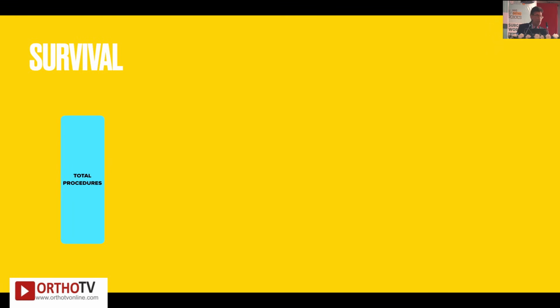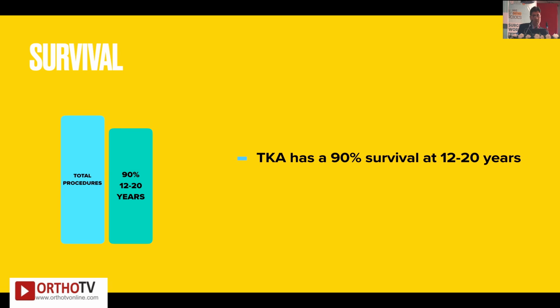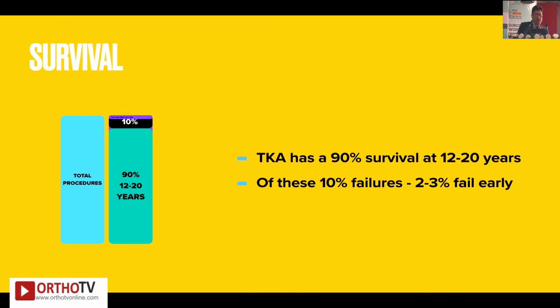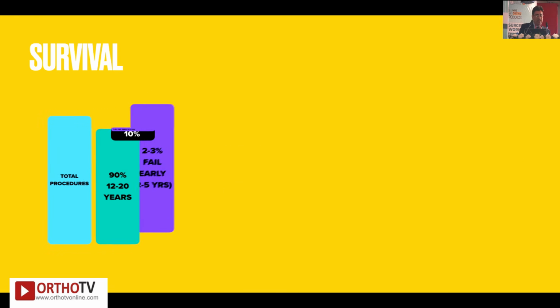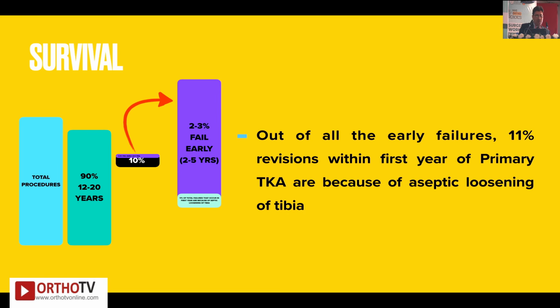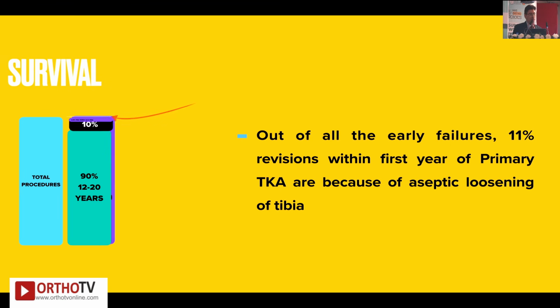the erosions. So we know that 90% survival is there at 12 to 20 years, and it's only 10% that fail, and out of these 10%, only 2 to 3% fail early. So this is a very small fragment, and of these 2 to 3% of early failures, the 11% is because of aseptic loosening. So it is a tiny line over there in this graph.